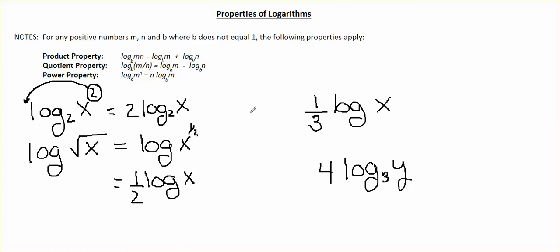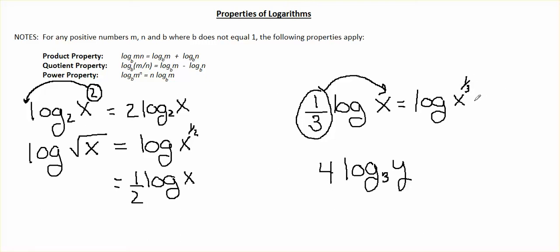Now let's go ahead and take logarithms that have multipliers in front of them, and let's convert them back into exponents. So for instance, we're multiplying this logarithm by 1/3. We're going to go ahead and take this and go backwards and use it as an exponent. So the log of x to the 1/3. And I'm actually going to go ahead and do one step further. I know that the exponent of 1/3 is a cube root, so I'm going to go ahead and convert that to a cube root.